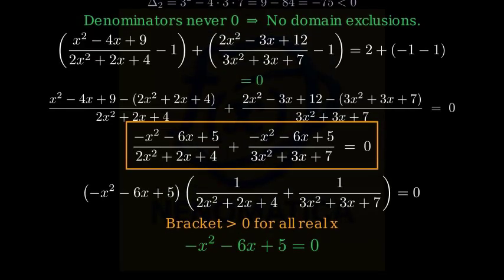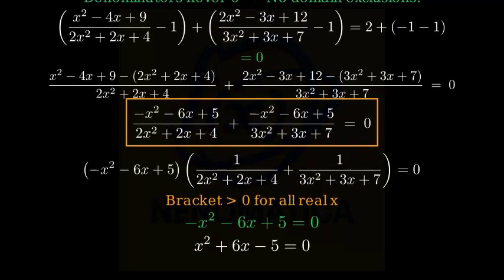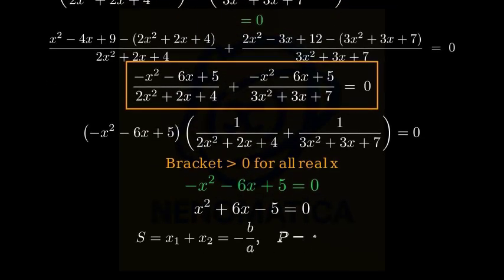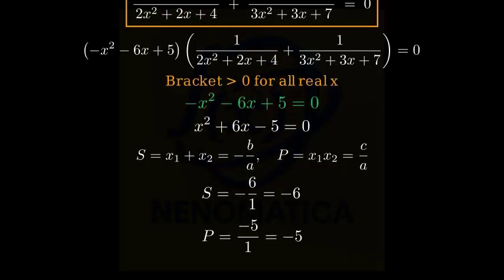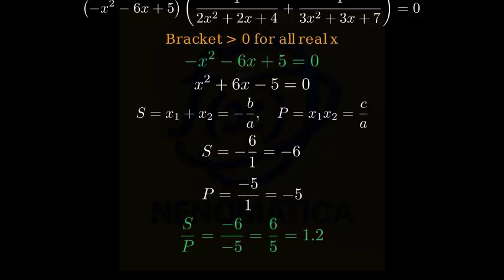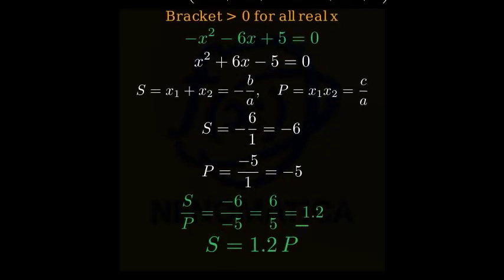Follow the algorithm, work with the quadratic, and use the sum and product of roots. Multiply by -1 to get the standard leading positive coefficient. ax squared plus bx plus c equals 0, s equals -b over a, and p equals c over a. Substitute a equals 1, b equals 6, and c equals -5. Finally, compute the ratio s over p and express s in terms of p. s over p equals 6/5, which is 1.2. Therefore, s equals 1.2 times p.